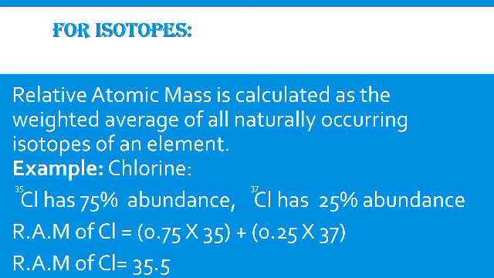For example, chlorine has two isotopes, chlorine 35 and chlorine 37. Chlorine 35 has 75% abundance, while chlorine 37 has 25% abundance. To calculate the relative atomic mass of chlorine, we multiply the abundance by each mass of the element, then we add them together. 75% abundance is the same thing as 0.75 times 35, and we add it to 25% abundance, the same thing as 0.25 times 37. The total relative atomic mass of chlorine is 35.5.